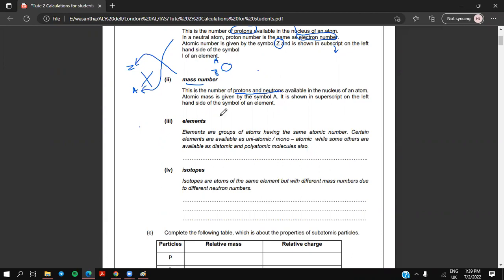Okay. Next we go to elements. What is the meaning of elements? Elements are groups of atoms having the same atomic number. Okay. Elements have the same atomic number. Certain elements are available in uniatomic form. What are the examples? Maybe helium.